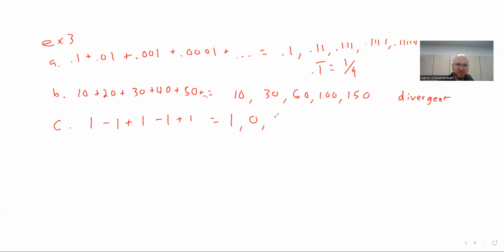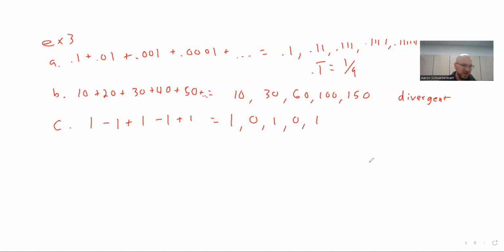One, 0, 1, 0, 1. This is actually diverging. It's just between these two. So depending on which one, I can't have an infinite sum because it'll either be 1 or 0 depending on which term it is. So that is actually considered diverging.